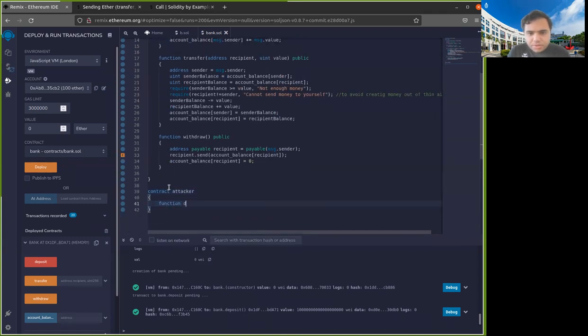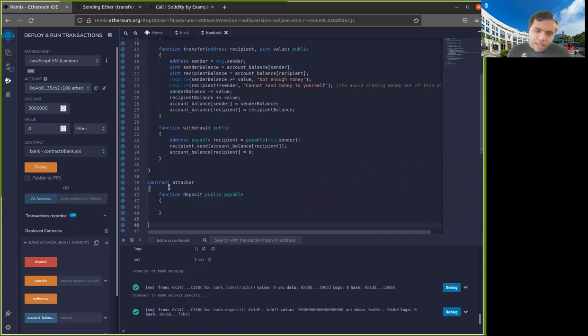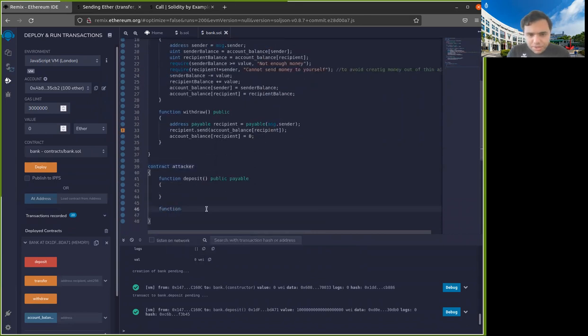So here are some functions. Let's say I have a function called deposit here, which is public and payable, and doesn't do anything. So I can just pay some money to my attacker contract. And let's say that I also have another function, which is called, let's say, create bank account. And this function is also public.